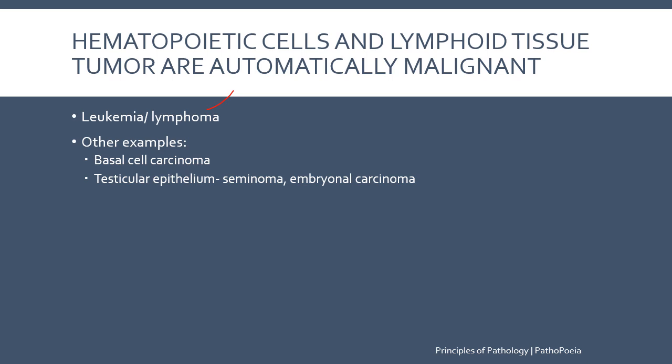This particular example is high yield. Other examples include basal cell carcinoma and the testicular epithelium carcinoma, which would be the seminoma and embryonal carcinoma, and the Wilms tumor of the renal anlage. One more example would be included when the neoplastic proliferation is automatically malignant. No other benign form is seen in this particular subset of cancer.